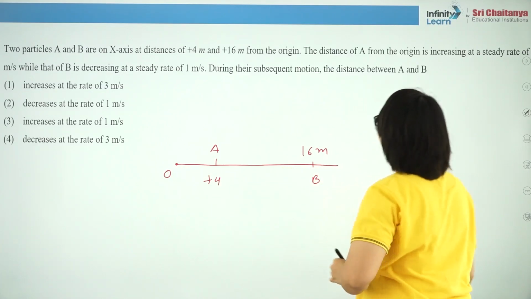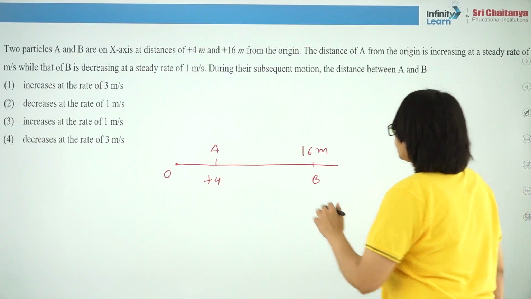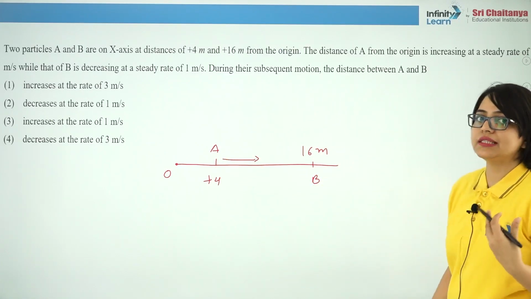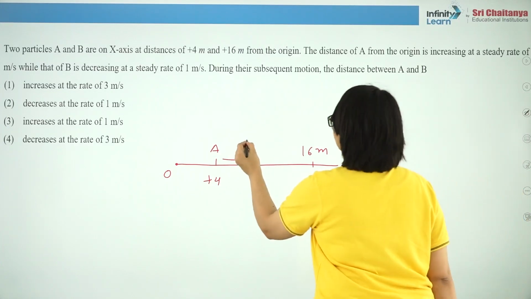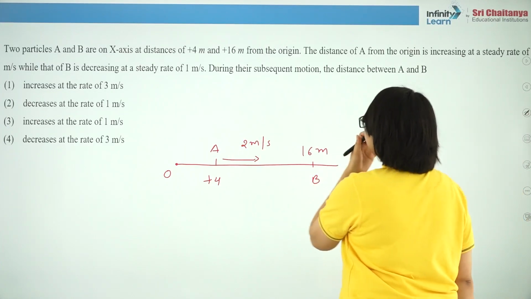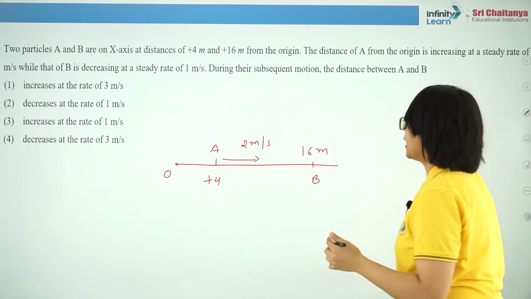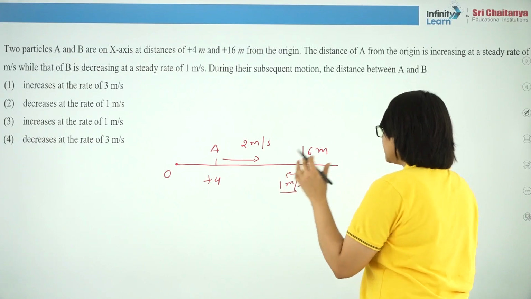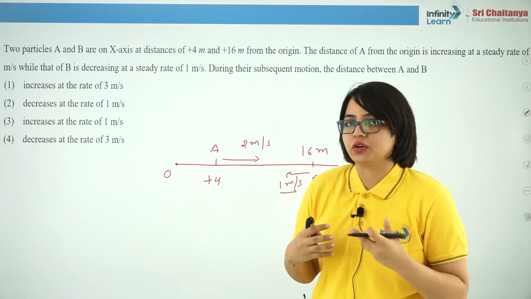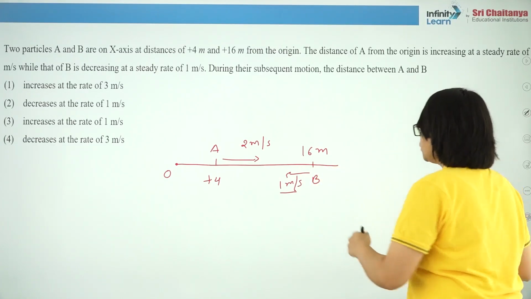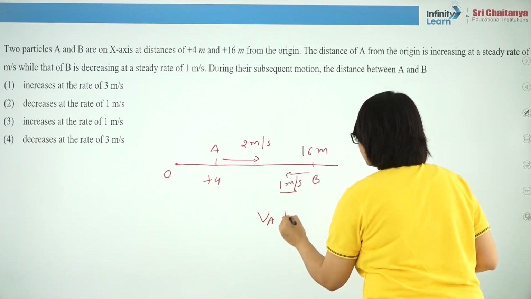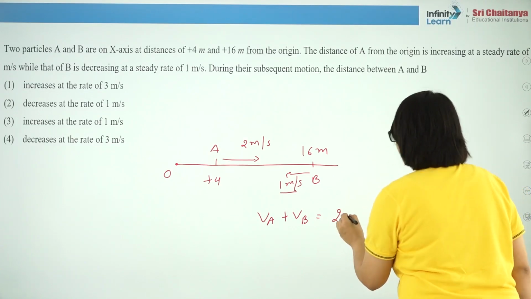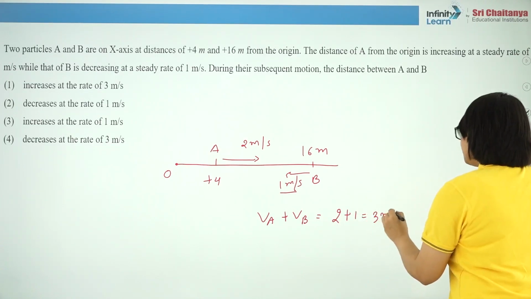This is your origin. Now, A is moving away from the origin because its distance from the origin is increasing at the rate of 2 meter per second, while the distance of B from the origin is decreasing at the rate of 1 meter per second. That means you can see that both A and B are approaching each other. So, what will be their velocity of approach? It will be VA plus VB because both are moving in opposite directions. So, it will be 2 plus 1, which is 3 meter per second.